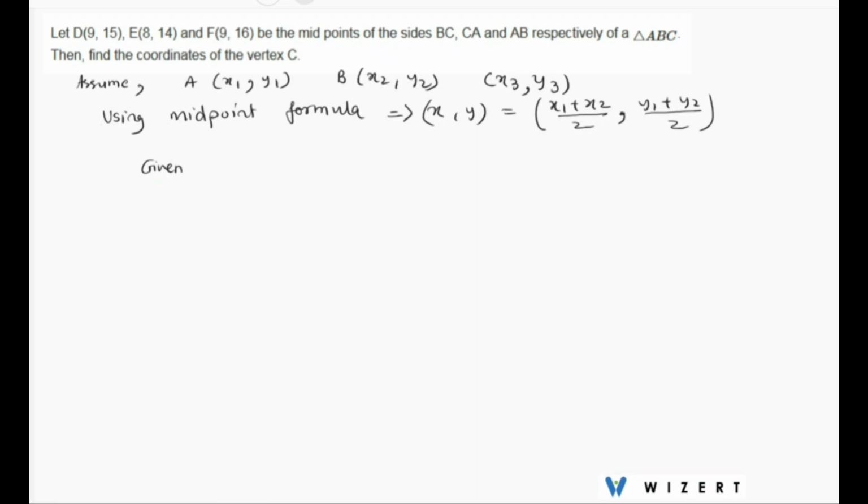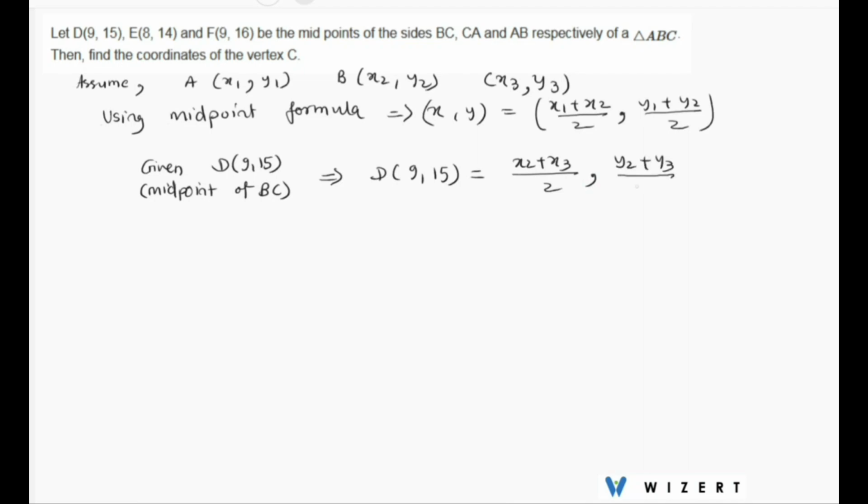In this case we know D(9, 15) is the midpoint of BC. Therefore, (9, 15) will be equal to the midpoint of BC, so (x2 plus x3) by 2 and (y2 plus y3) by 2.